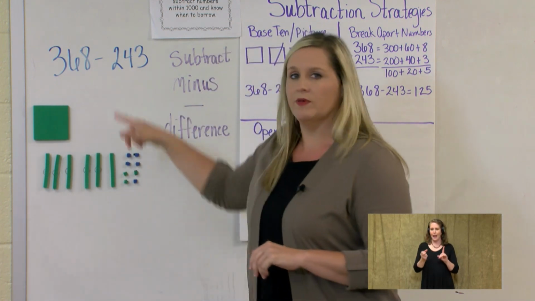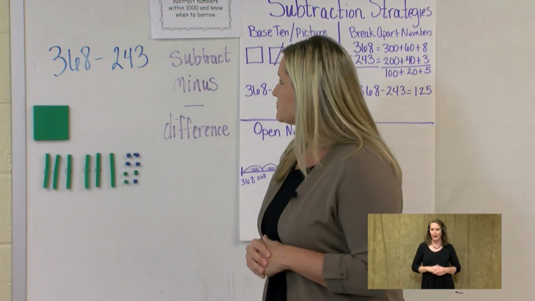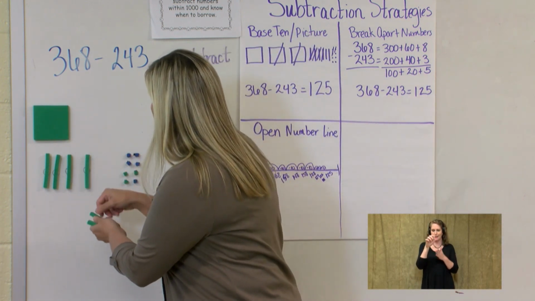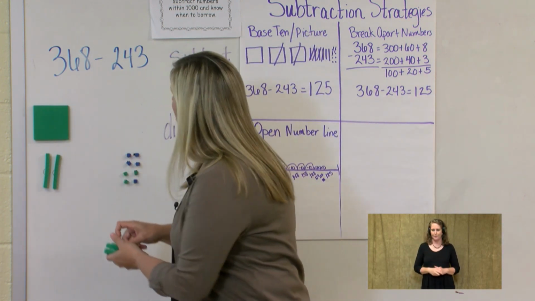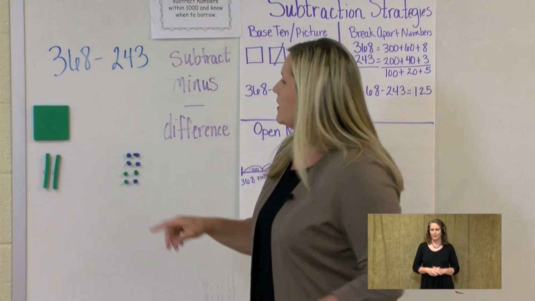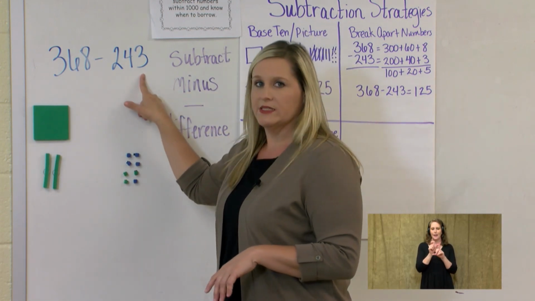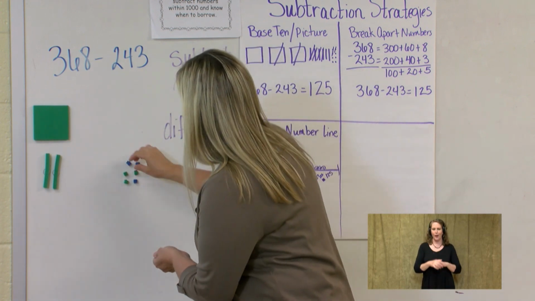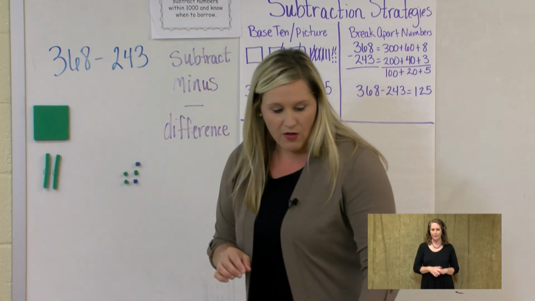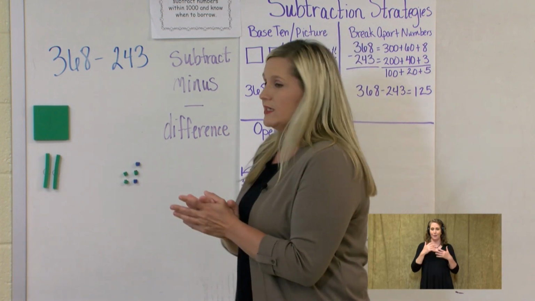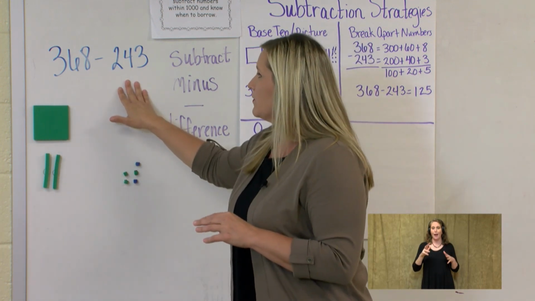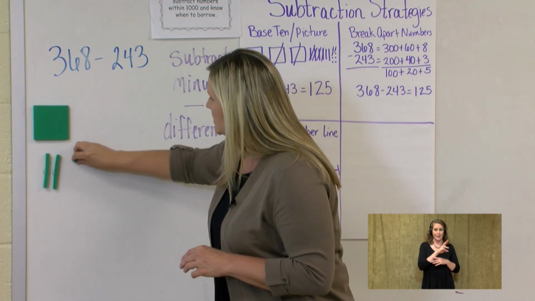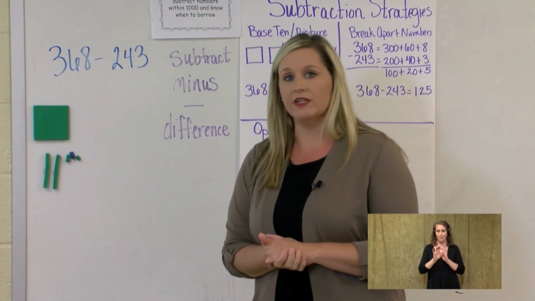How many tens do I need to take away? That's right. There's 4 tens. 1, 2, 3, 4. And how many ones do I need to take away? There are 3 ones that I need to take away. So now I have subtracted 243 from 368. Now I can put these together and I have my difference.